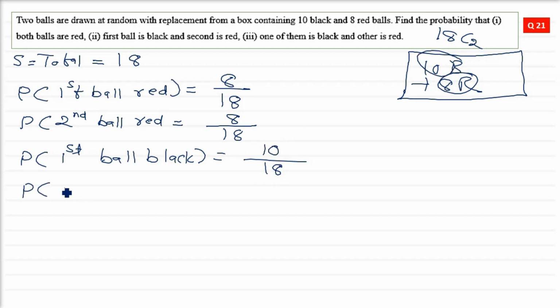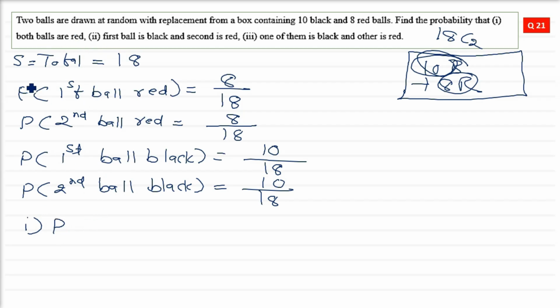And this goes similar for the second ball, which is being drawn and found to be black. Since these are independent events, again we have 18 balls at our disposal and black are 10. 10 by 18. Now coming to the first one, which is the probability both balls are red. Now let's call these A, B, C, D, because this is the traditional way of doing this kind of questions, probability.